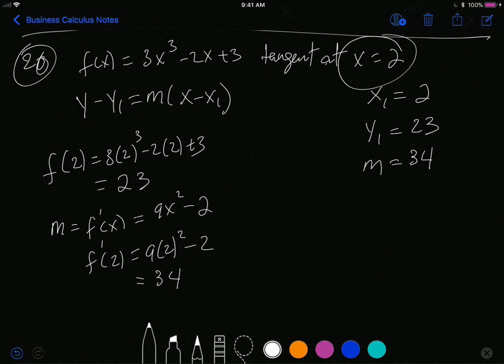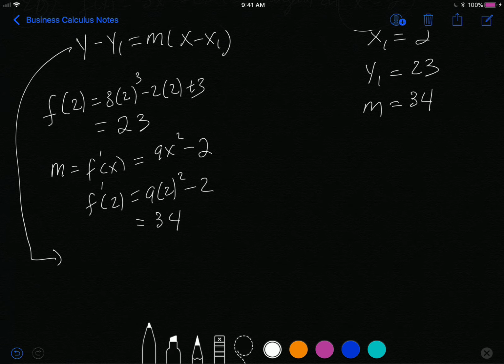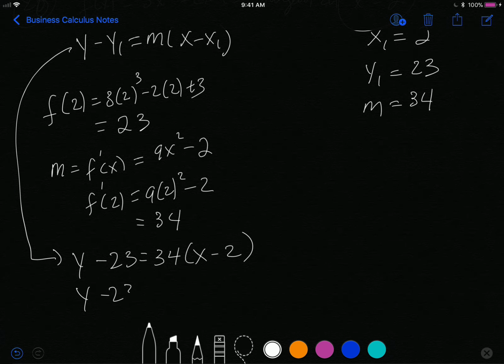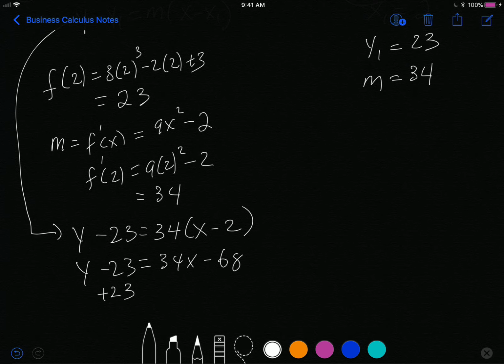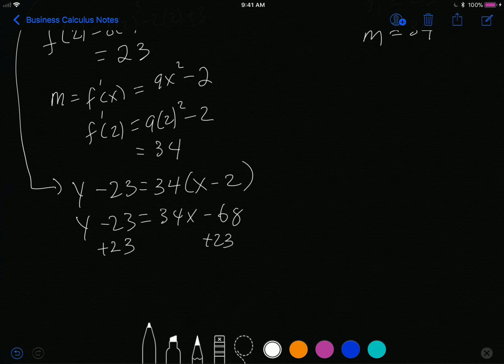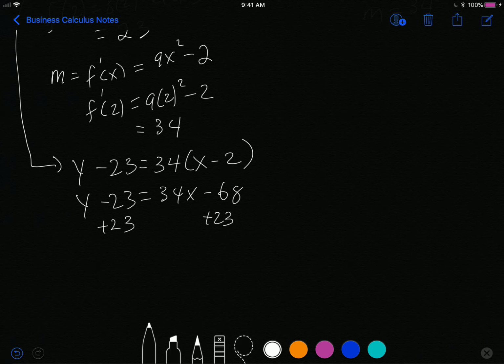Now that I have the three pieces, I simply plug them into the formula and simplify. So y minus y1 is equal to m times x minus x1. y minus 23 is equal to 34x minus 68, and then I add 23. And so that gives us y is equal to 34x minus 45.